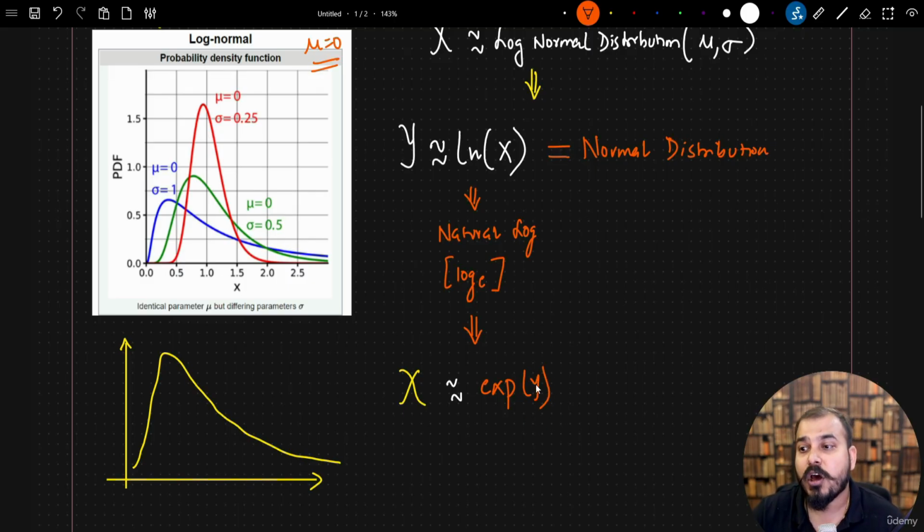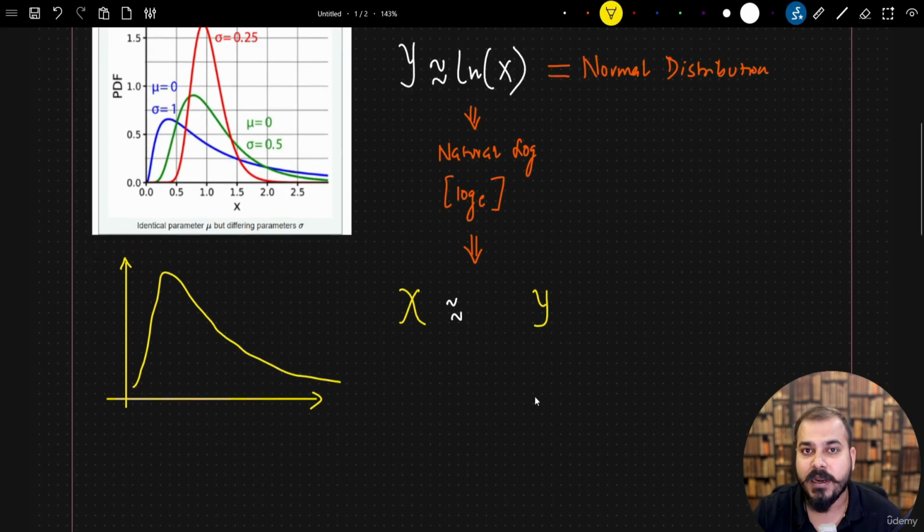Let's consider a random variable y which is normally distributed. If I apply an exponential operation on top of y, then I get x, and this x will be log normally distributed.